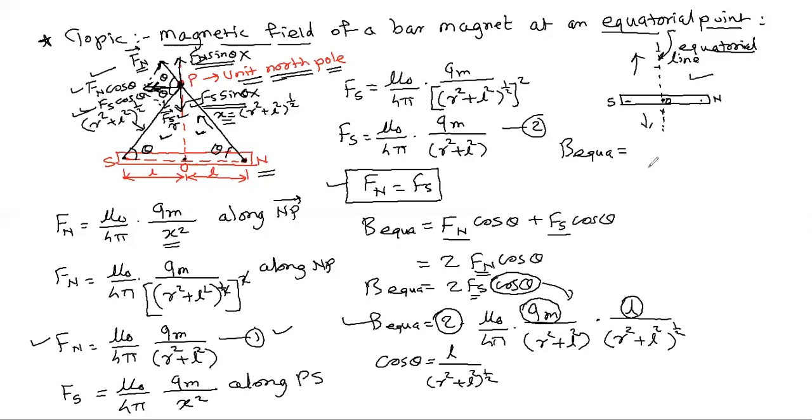So I can write here magnetic dipole moment M is equal to Qm into 2L. So using this value in this equation, I can write magnetic field at an equatorial point is equal to mu 0 upon 4 pi. Then this value 2 Qm into L will become M upon the denominator R square plus L square, raised to 1 by 2, so I can write R square plus L square raised to 3 by 2.